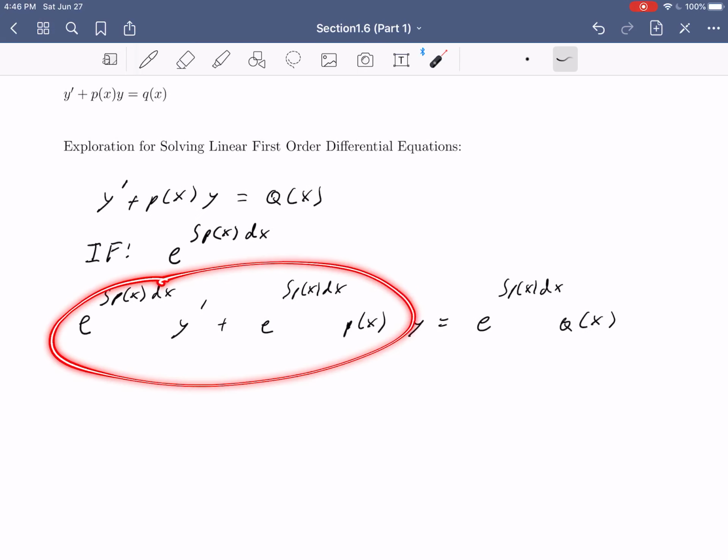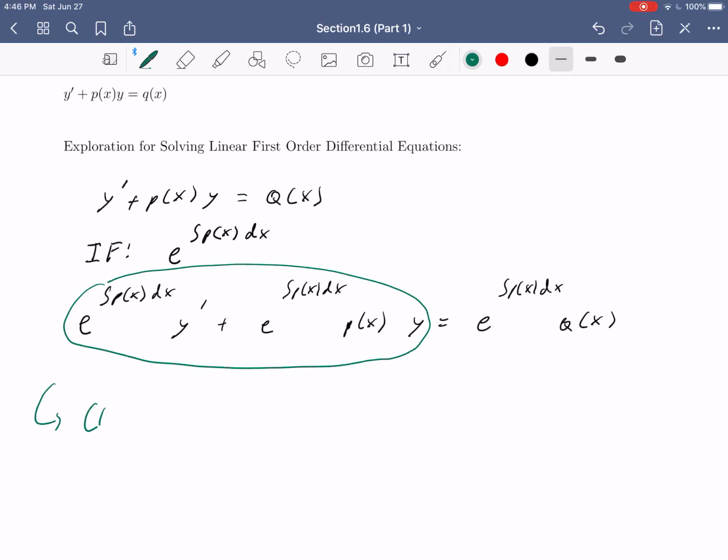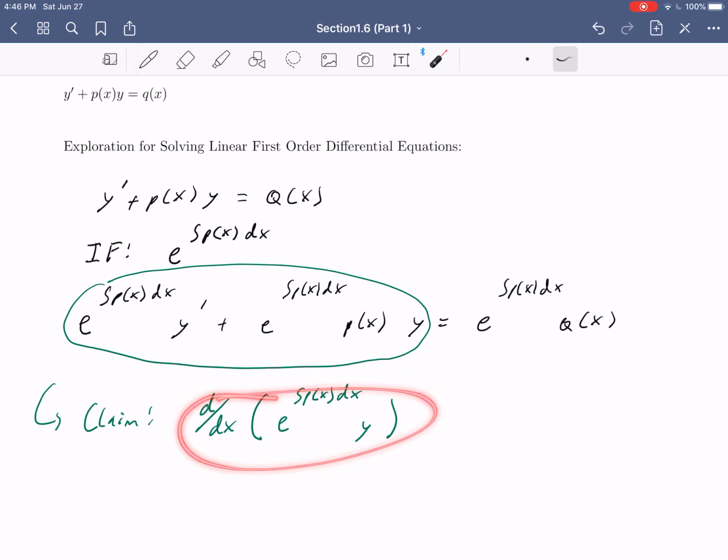Now, the claim is that this left-hand side can actually be thought of as the derivative with respect to x of a particular function. In other words, this left-hand side is actually a product rule. So we're going to take a look at this. We're going to claim this is actually the derivative with respect to x of e to the integral p(x) dx times y. And let's see if that actually makes sense.